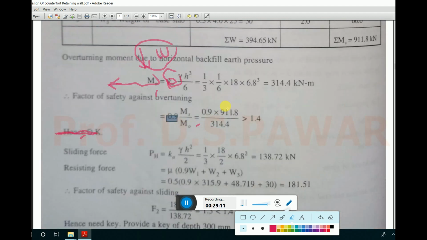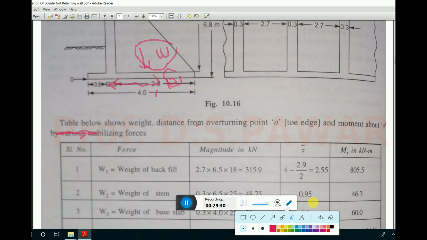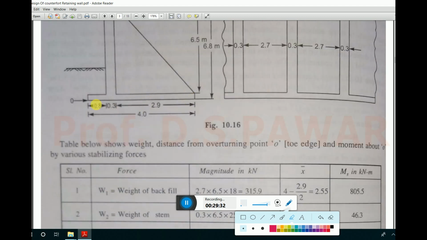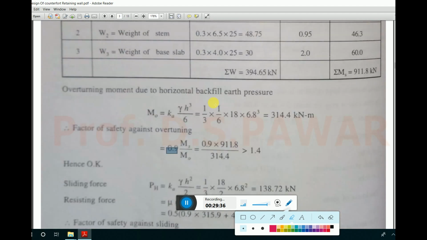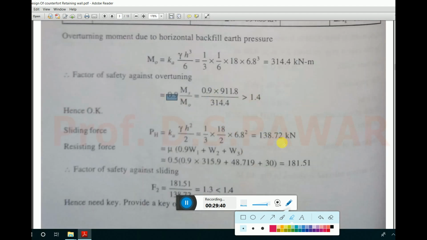So you can see here the sliding force is K into gamma h square by 2, and we have already discussed how to calculate the force earlier. So 1 by 3, the coefficient of active pressure, 18 by 2 into 6.8 square. Here we have to consider the full height, because we are considering the sliding check at the base, so we have to consider the 6.8 distance. So the sliding force is 138.72.